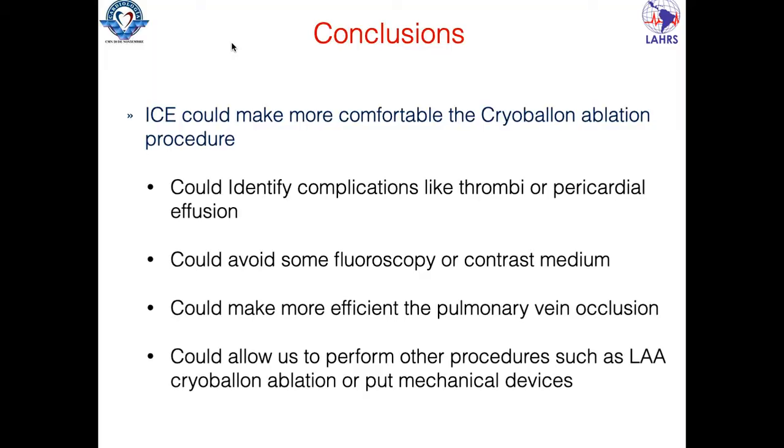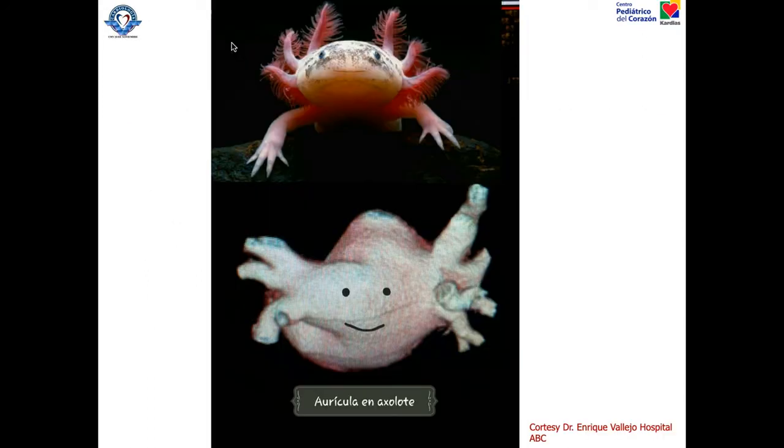In conclusion, ICE could make the cryoballoon ablation procedure more comfortable because it could identify complications like thrombi or pericardial effusion, could avoid some fluoroscopy or contrast medium, make the pulmonary vein occlusion more efficient, and allow us to perform other procedures such as cryoballoon ablation of the appendage or put mechanical devices.